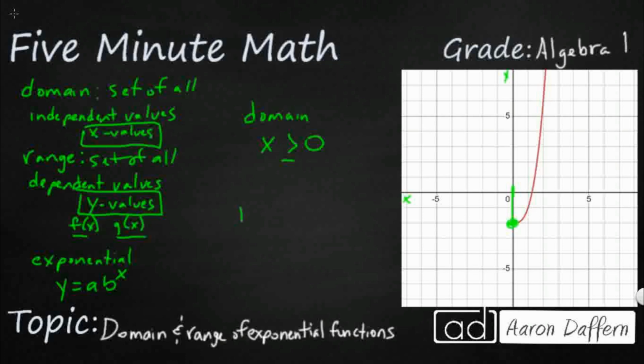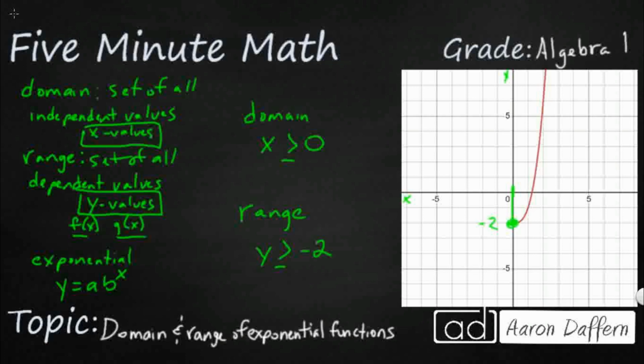Range, we're going to be looking simply at our y values. And so you notice here that we are at -2. And other than that, it's going to be very similar. It starts at -2 and it simply goes up. We don't know how far it stops, so we're just going to say y is greater than -2 if it's an open circle. If it's a closed circle, we would say y is greater than or equal to -2.